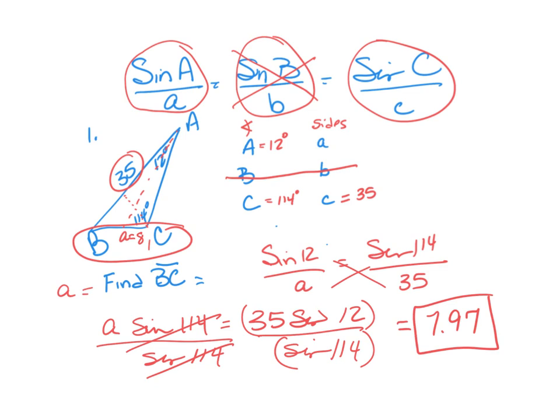Now to check it, you can just put sine of A over little a in your calculator, find that decimal, and then put sine of C over little c in your calculator. It should be very, very close. It should be off maybe by a hundredth of a point, okay?